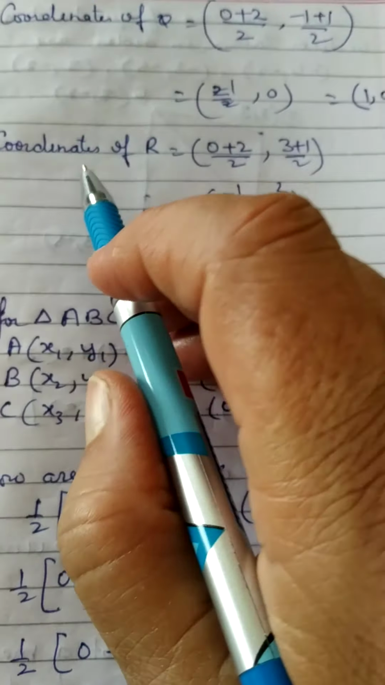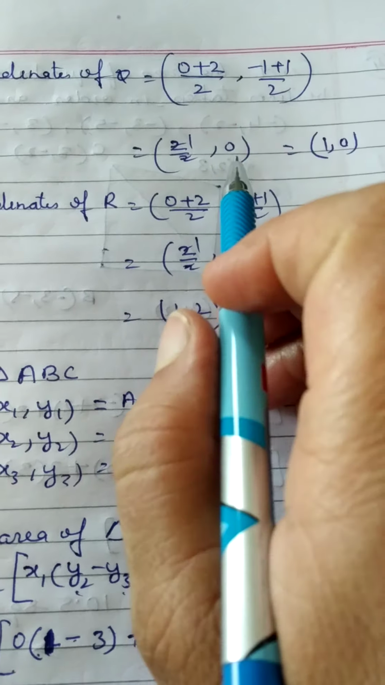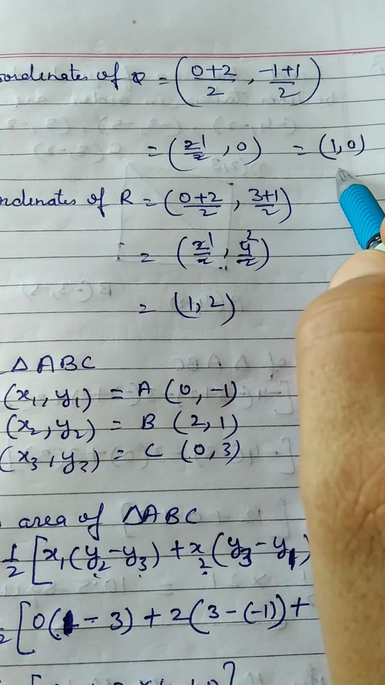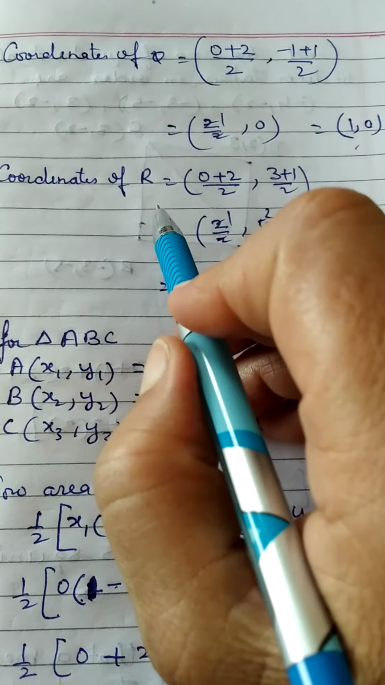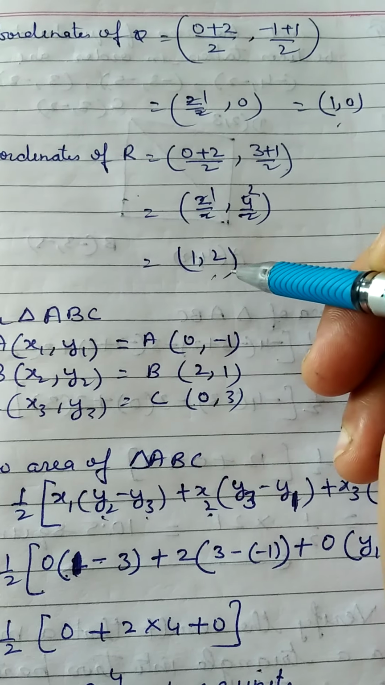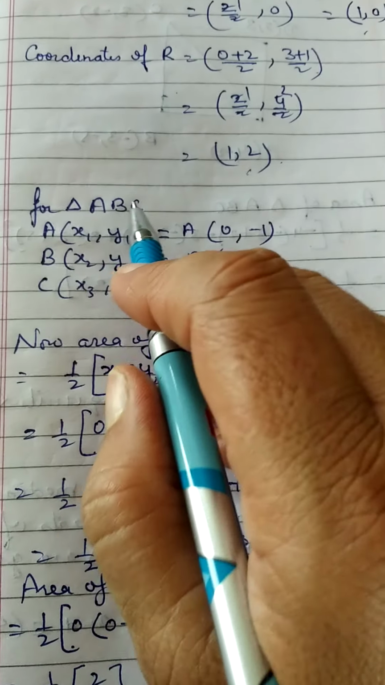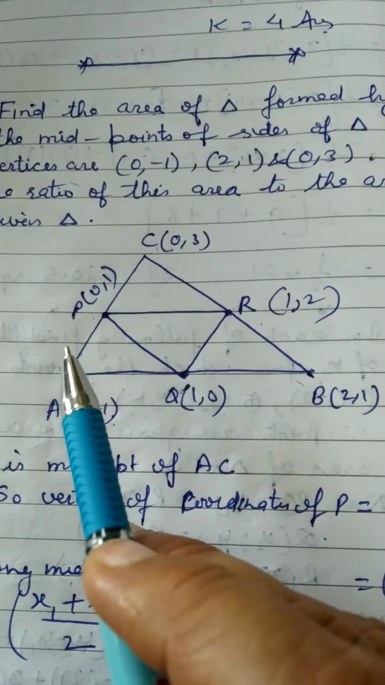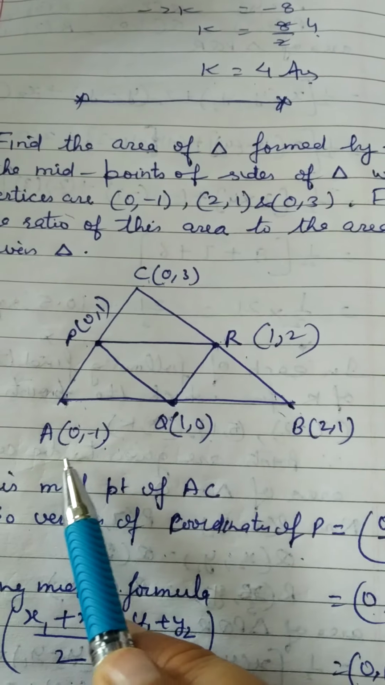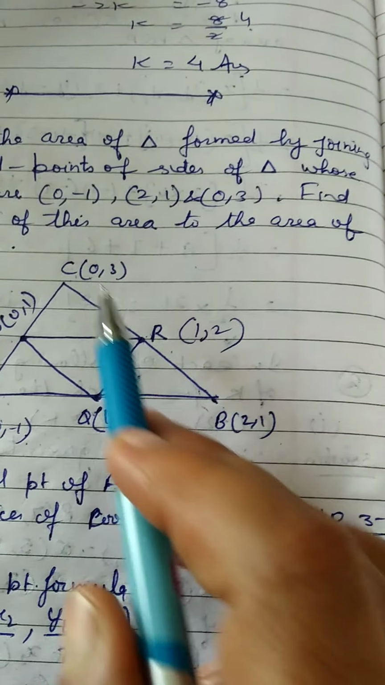Now similarly we find the coordinates of Q. Again we have applied the formula, and these have come to be (1, 0). Then the coordinates of R also, we have put the same formula, and these have come to be (1, 2). Now for triangle ABC, see, this is the triangle ABC. Vertices are A, B and C: (0, -1), (2, 1) and (0, 3).